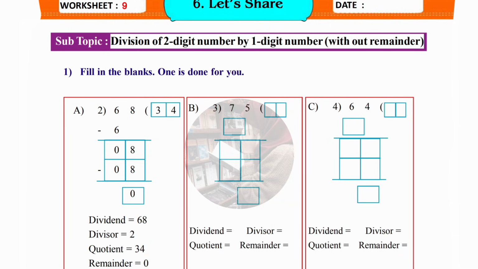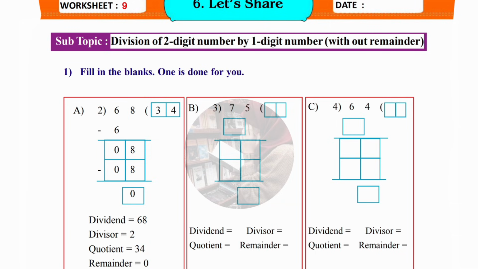So without remainder means we'll get the remainder as 0. Let's see, one example problem is given as 68 divided by 2. If you do the division, we'll get 34 as quotient. Let's have a look deeply. 2 3's 6, so we'll be left with 8. Then 2 4's 8. We'll be left with 0 remainder.